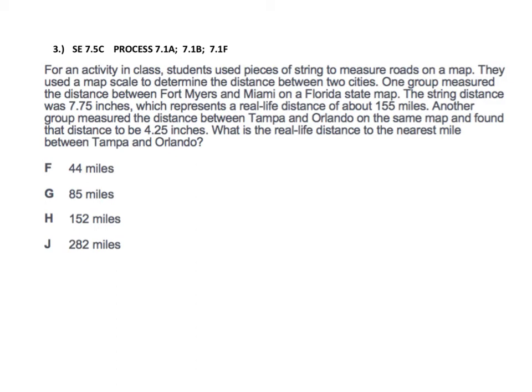There's a lot of words here, so let's see if we can break down the important stuff. For an activity in class, students used pieces of string to measure roads on a map. They used a map scale to determine the distance between two cities. One group measured the distance between Fort Myers and Miami on a Florida State map. The string distance was about 7.75 inches, which represents in real life of 155 miles.